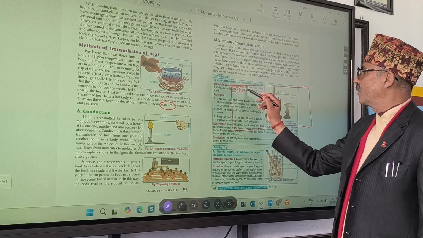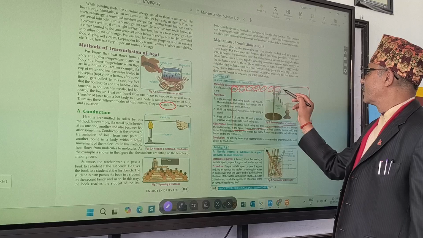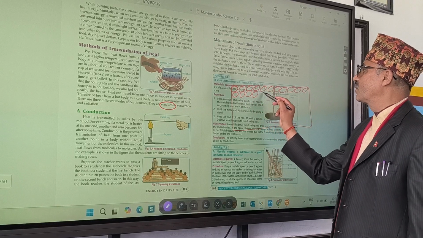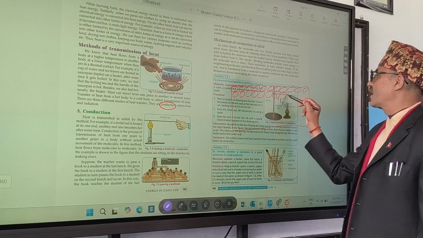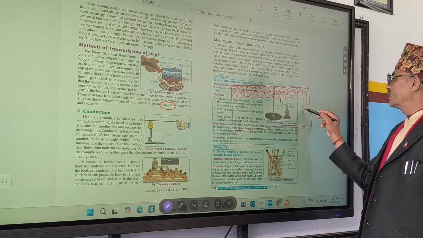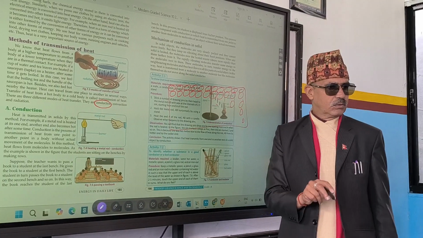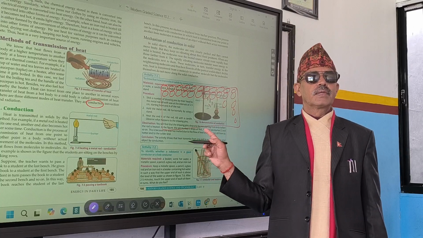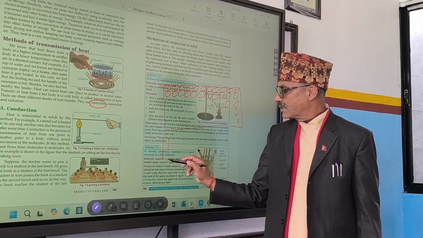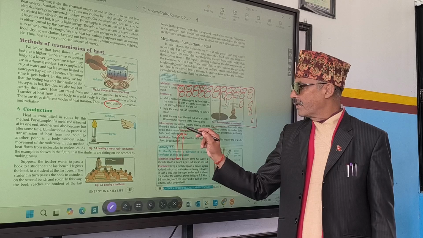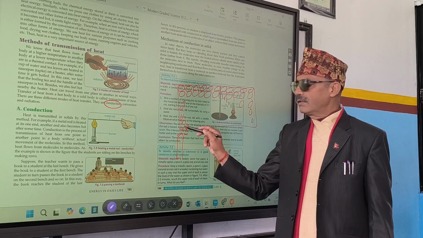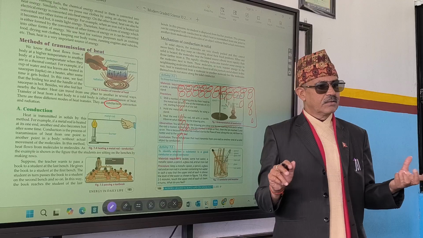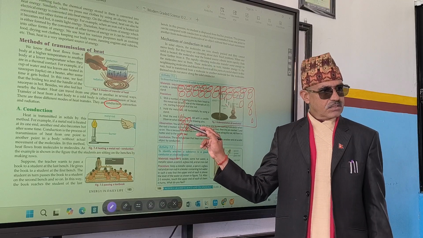And what is this solid made up of? The solid is made up of molecules. Is it made up of molecules or not? Suppose this is an iron rod. These are the molecules. If this part is heated, then these molecules gain energy. They gain kinetic energy. They start vibrating faster.